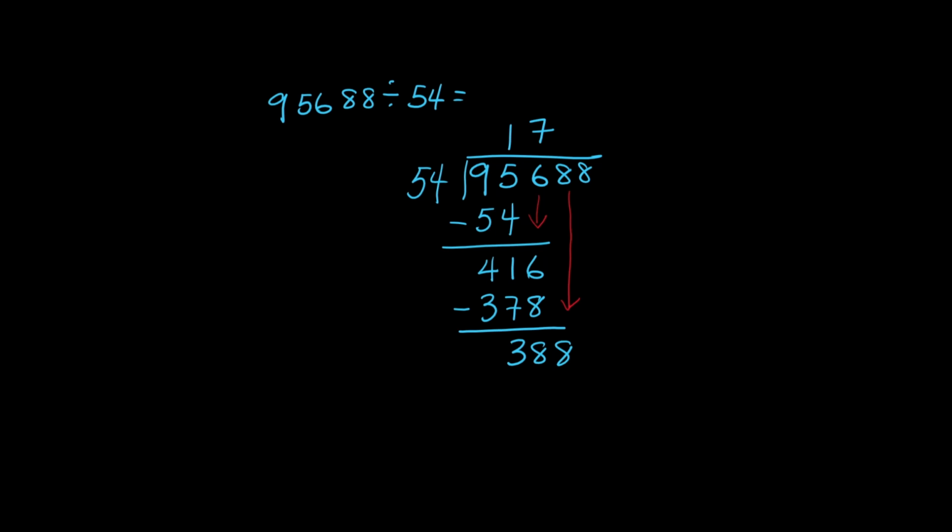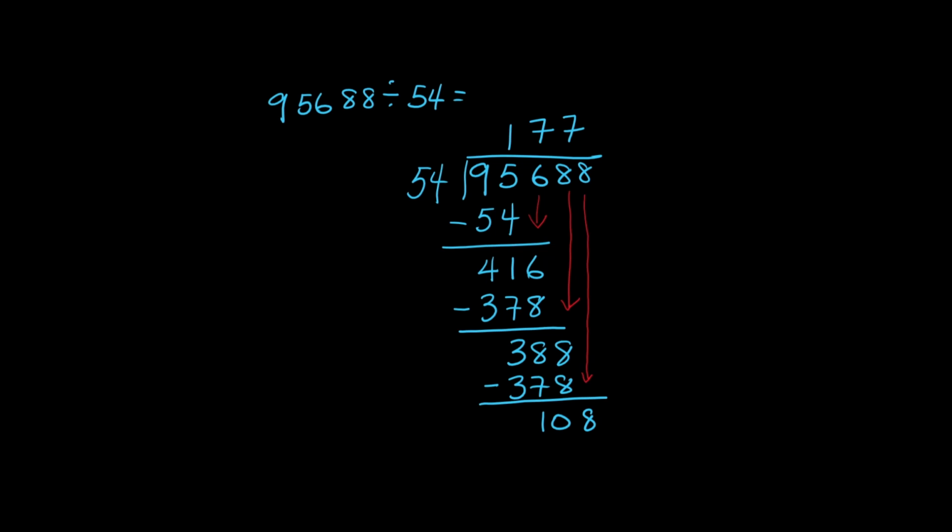And what is 388 divided by 54? That should be 7 as well. And 54 multiplied by 7 gives us 378. And 388 subtract 378, and we're left with 10. And can 54 go into 10? No. So we need to pull down a copy of the other 8. And this new number will be 108.